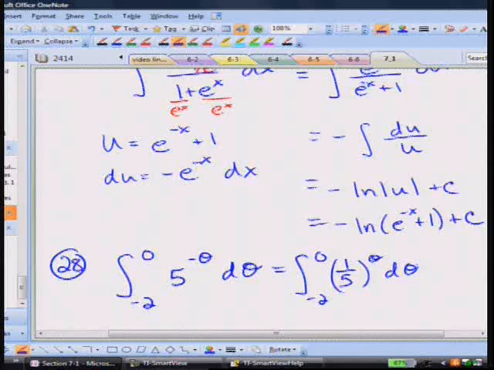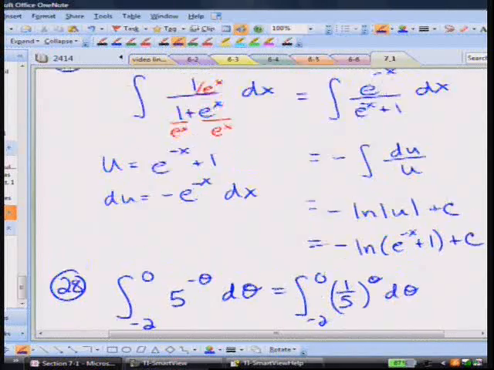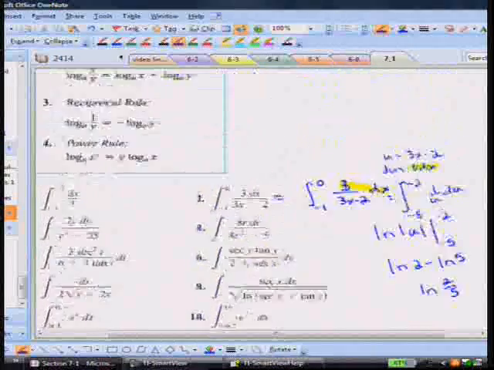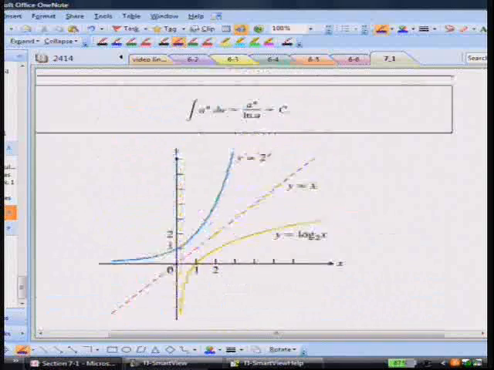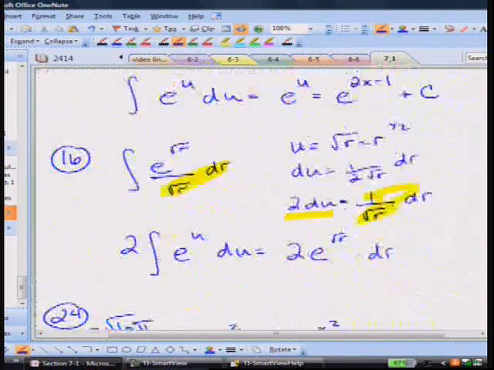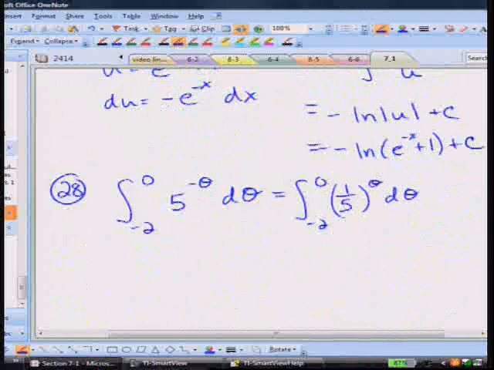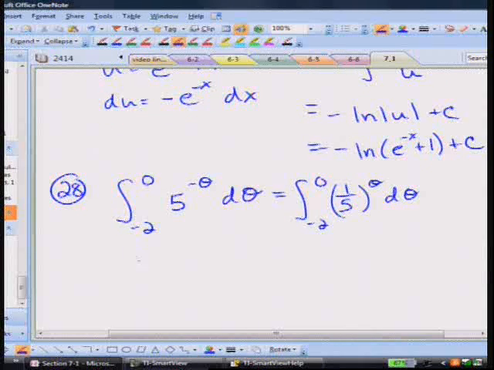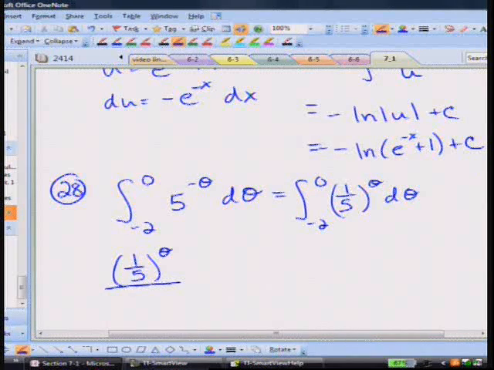And this is, by definition, or we have a theorem up here. I'll show it to you all the way up here. The integral of a to the u is a to the u over ln a plus c. So our a was 1/5 here. So it's going to be 1/5 to the u over ln 1/5 plus c. Or theta. Okay, so instead of to the u, it's to the theta. So it's going to be 1/5 to the theta over ln 1/5 evaluated between negative 2 and 0.